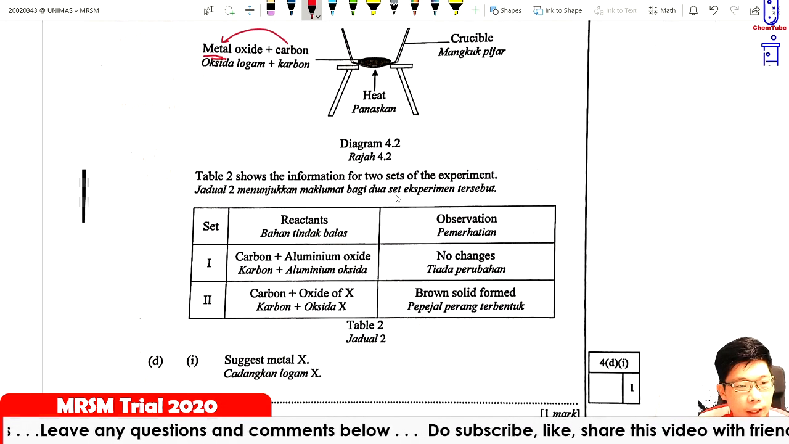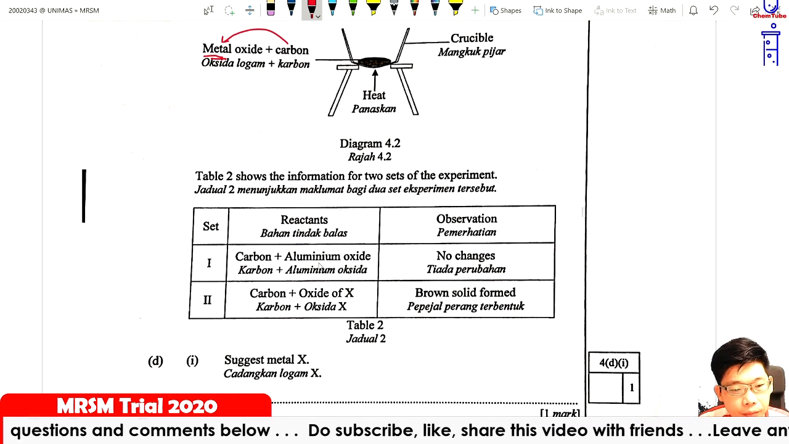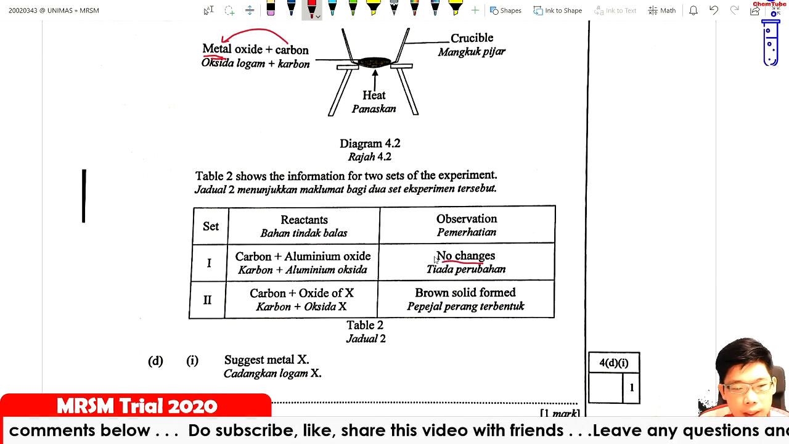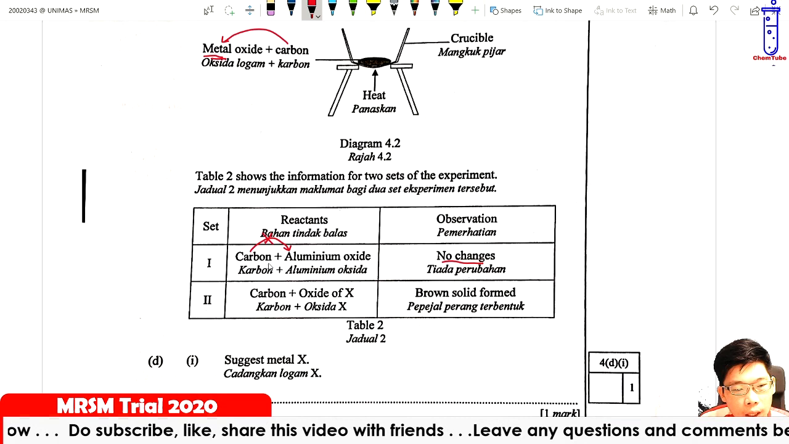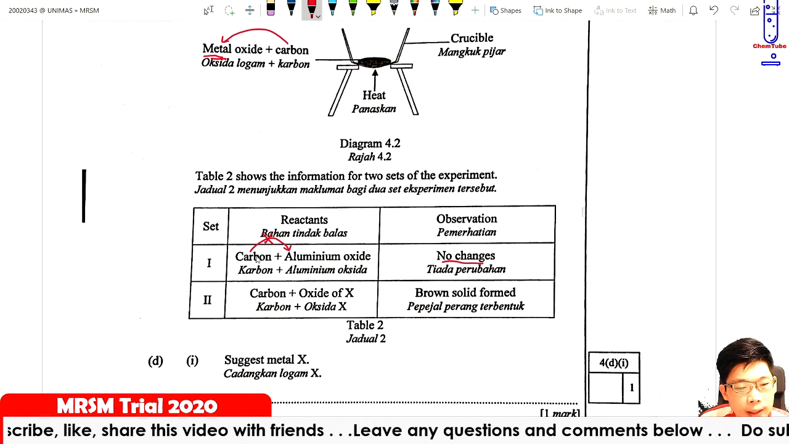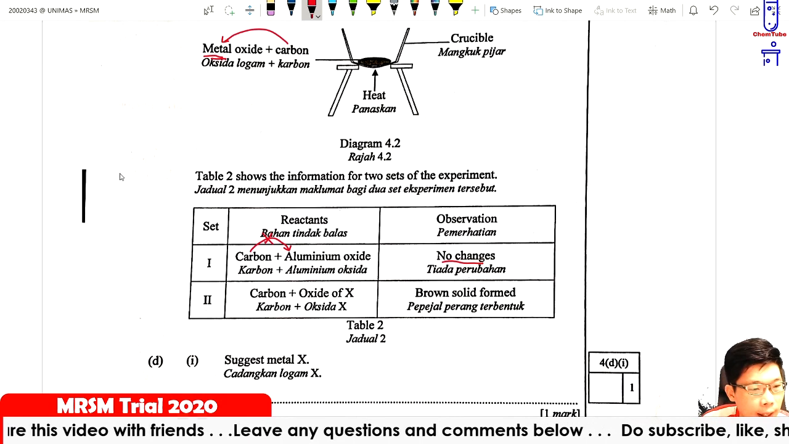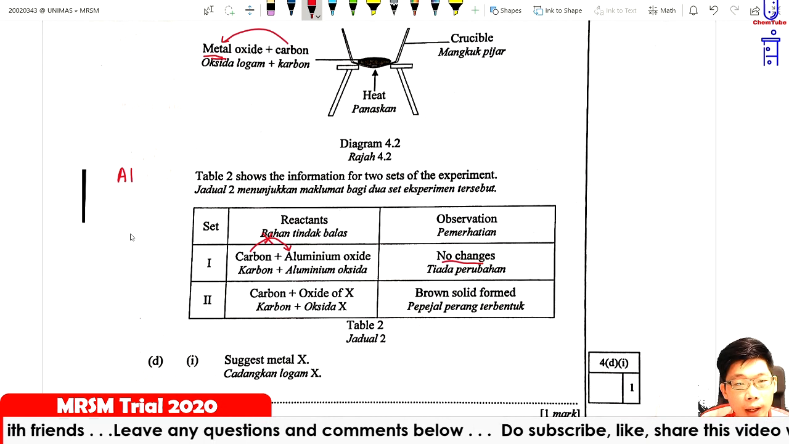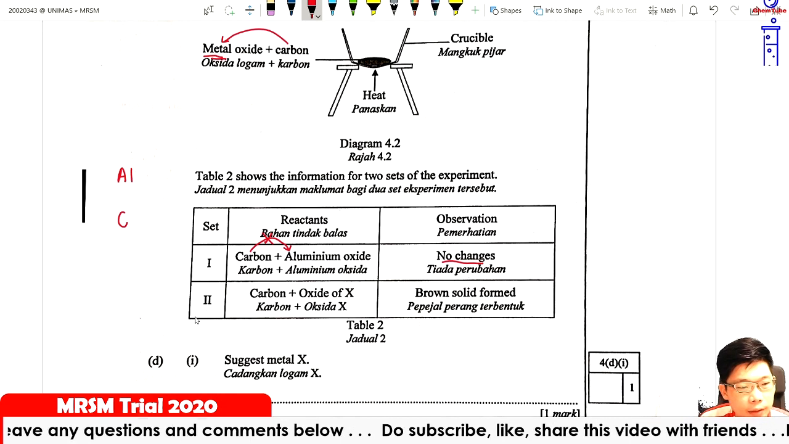Now we look into the observation here. Carbon reacts with the aluminium oxide: no change. No change means that the carbon is not able to displace the aluminium from its oxide. So carbon is less reactive compared to aluminium, meaning that aluminium is higher in the reactivity series and carbon is lower.